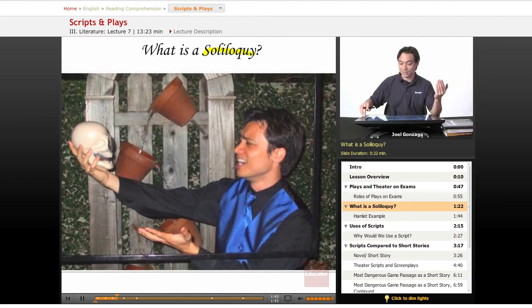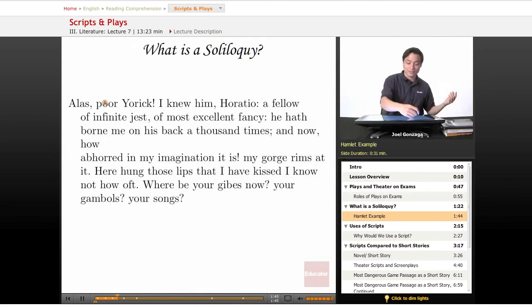It sounds something like this. Alas, poor Yorick! I knew him, Horatio, a fellow of infinite jest and most excellent fancy. He hath borne me on the back a thousand times, and now how abhorred in my imagination it is. My gorge rises at it. Here hung those lips that I have kissed I know not how oft. Where be your gibes now, your gambols, your songs? And so on and so forth.